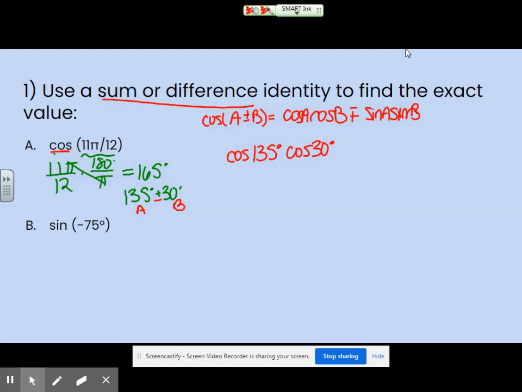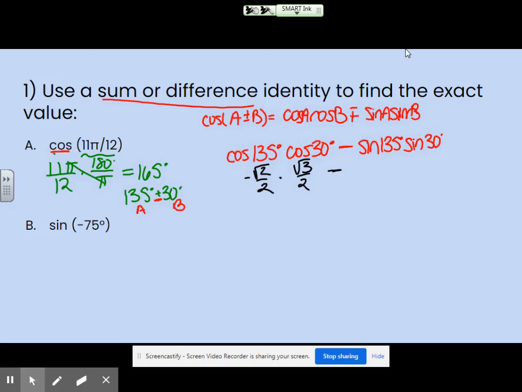Here I see I'm adding my two angles together. That means I'm going to be subtracting my values. I have sine of our first angle, 135 degrees, times sine of our other angle, 30 degrees. From here, we get to look at our unit circle and find exact values for these points. So the cosine of 135, or 3 pi over 4 if you like radians, is negative radical 2 over 2. Cosine of 30 is radical 3 over 2.